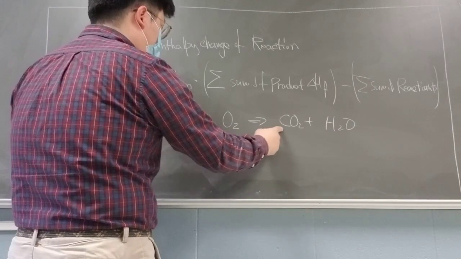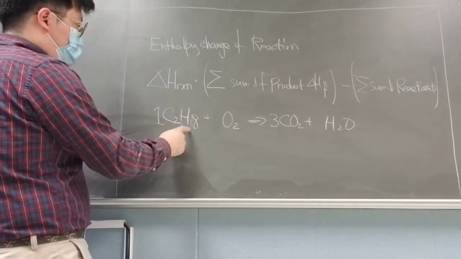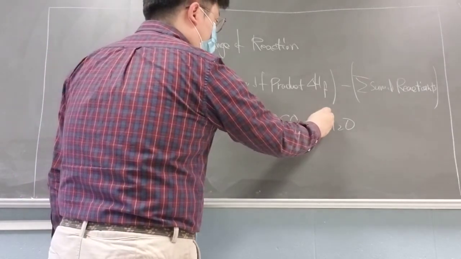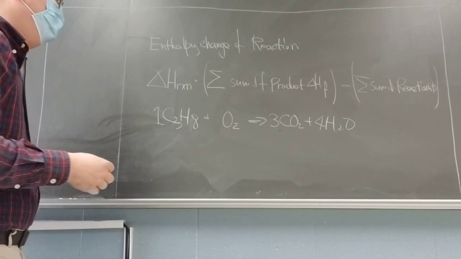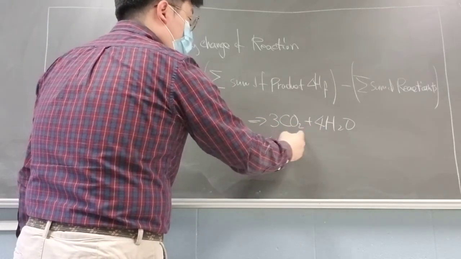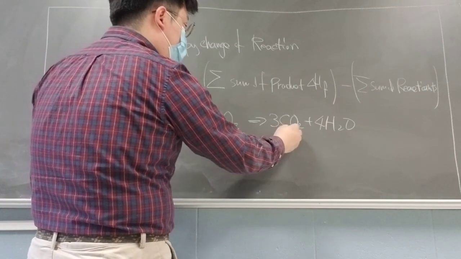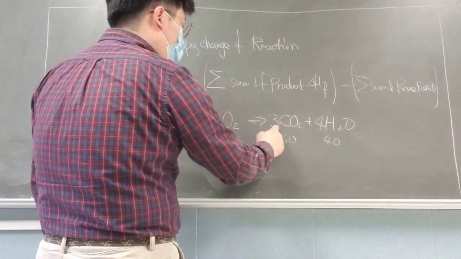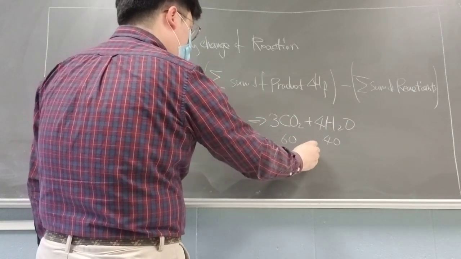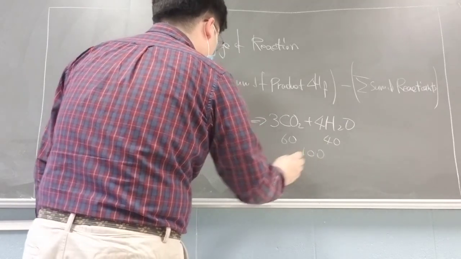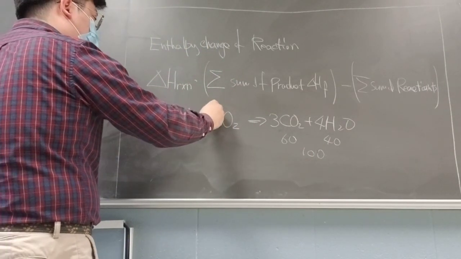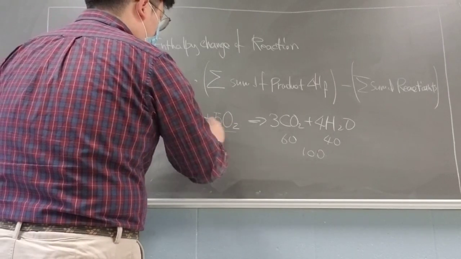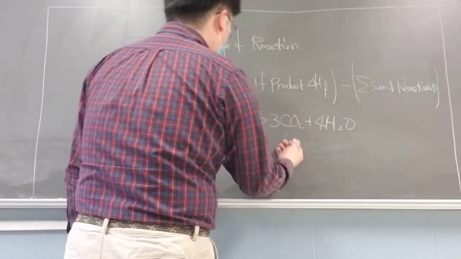I can put at least 3 for carbon dioxide, because each propane has 3 carbons. And each propane has 8 hydrogens, so I'm going to put 4 for water, because each water has 2 hydrogens. Once we balance the carbon and hydrogen, that gives us 6 oxygen here and 4 oxygen here, so in total we have 10 oxygen. To make the 10 oxygen on the left side, we're going to do 5 diatomic oxygen molecules.